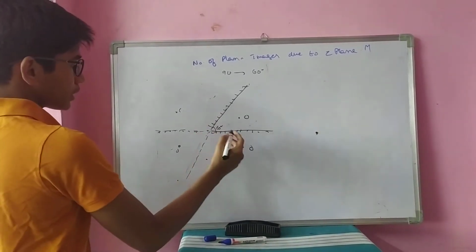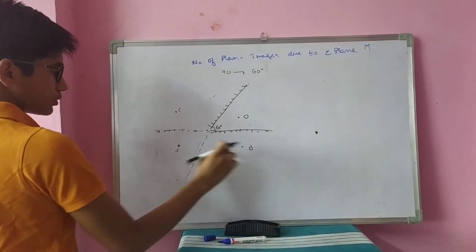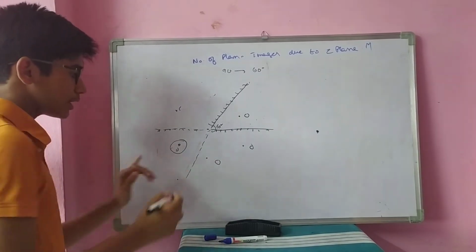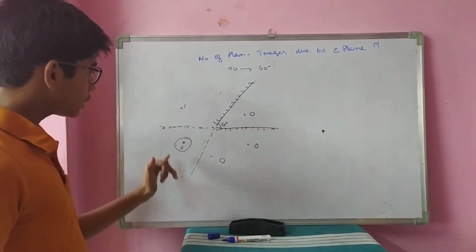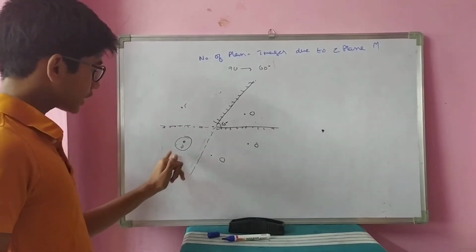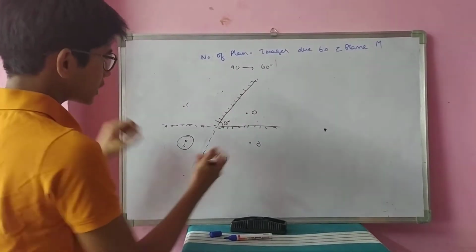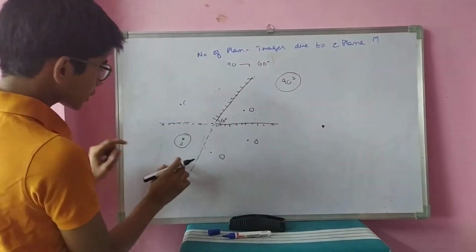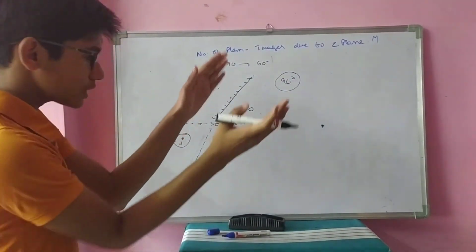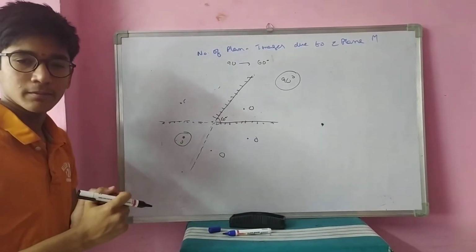Here the mirror acts as both an object and a mirror. Here also one coinciding point will be there. Both this object and this object get reflected and form a coinciding image, like in the 90 degrees diagram. We could see they both coincide to form one image. That coinciding image will always be there at any angle.